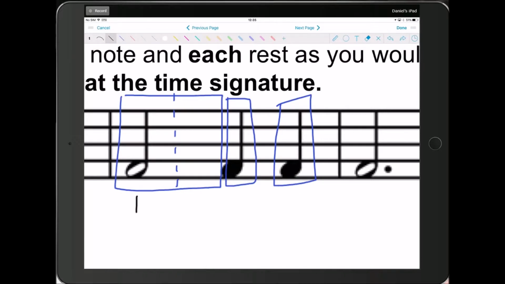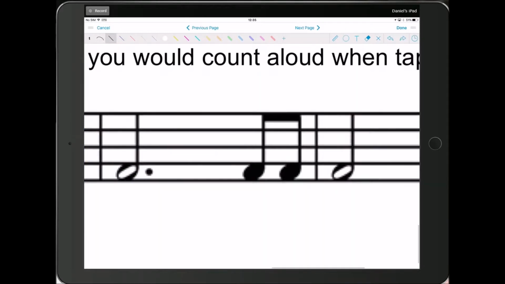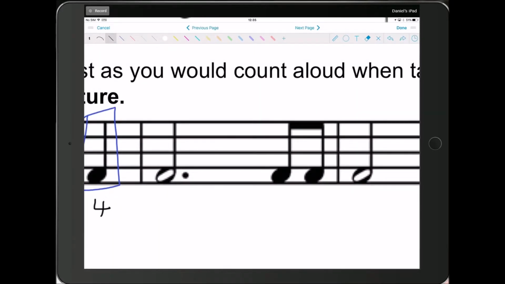So 1 and 2, this is where the first square is right here. You see that? And this is where the second square is right here. But what we need to do is we need to show in our writing that this half note holds both of those beats. The half note gets both beats. So what we're going to do is we're going to put a little dash in between 1 and 2. So 1 and 2. So that's the half note. And then here's beat number 3, and here's beat number 4. There we go.